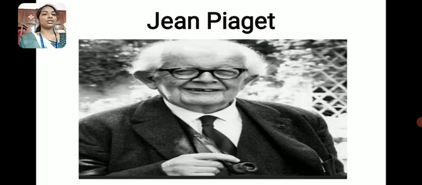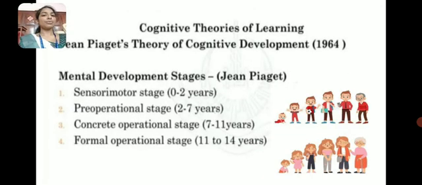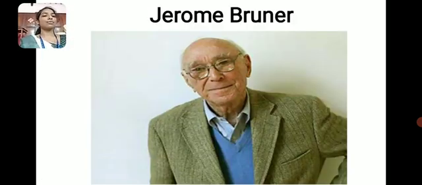Now, Jean Piaget says the individual passes through four stages. The four stages are the sensorimotor stage, pre-operational stage, concrete operational stage, and formal operational stage. In the first, the child begins to interact; in the pre-operational stage, the child begins to represent the world; in the concrete operational stage, the child learns rules such as conservation; and in the formal operational stage, they think about the future.